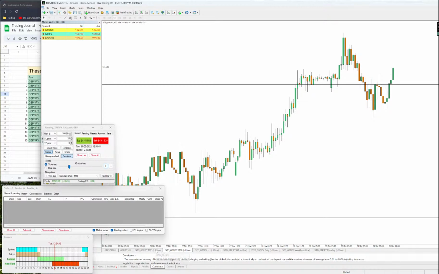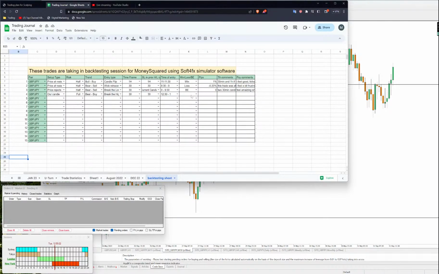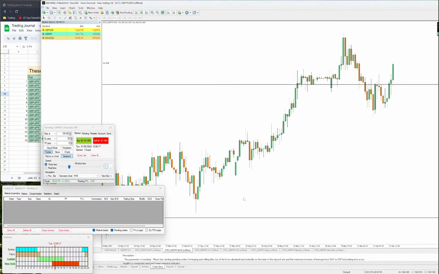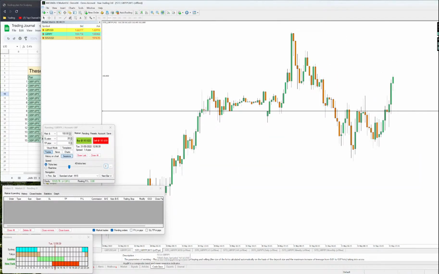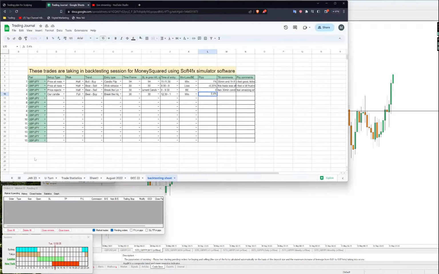Yeah, as expected, cool. This was a win. This was 0.4%. Yeah, this was not a very smart idea. We were here, we were 20 pips in profit already, 1-to-1 risk to reward. So we got only half of what we could have got.